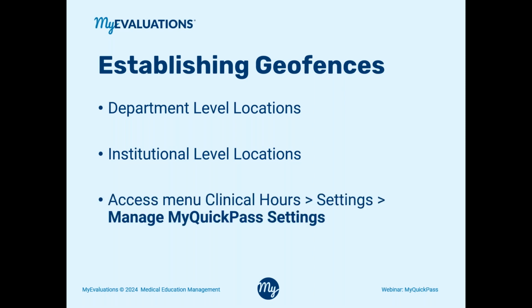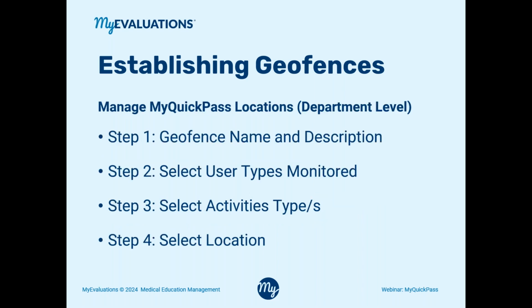For those of you that have access to MyQuickPass already, you're going to find the controls are under the menu option clinical hours. We go to settings, and there's an entire section there for manage QuickPass settings. We're going to review all of this hands-on. The first step in the process, it's a four-step process, will be setting up the geofence name, selecting the user types that are monitored, then the activity types, and then the locations.